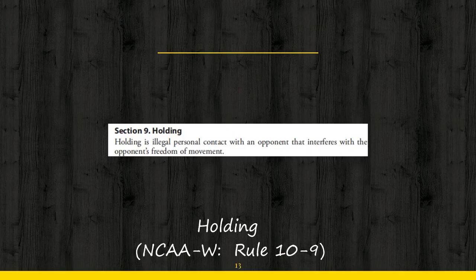Holding is illegal personal contact with an opponent that interferes with the opponent's freedom of movement. We can give you two situations where this occurs on rebounding. The first situation is where opponents or potential rebounders who have not gained the proper or legal position will lock arms with potential rebounders in hopes of causing displacement and fooling officials into thinking that the offender actually was fouled by the legal potential rebounder.